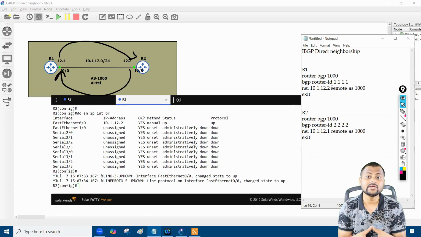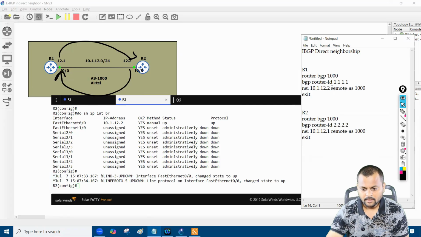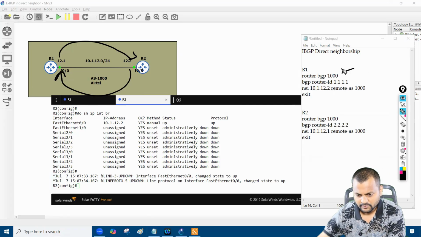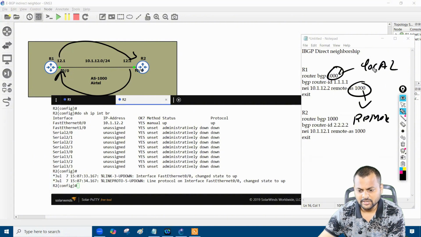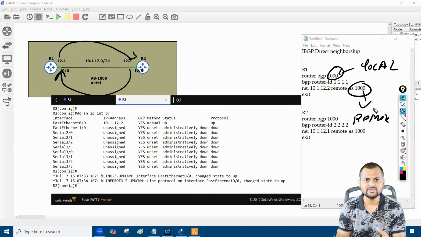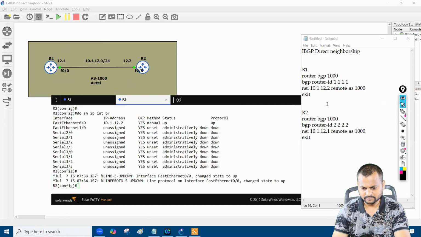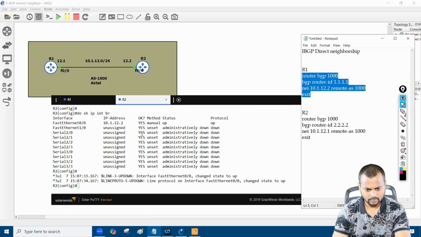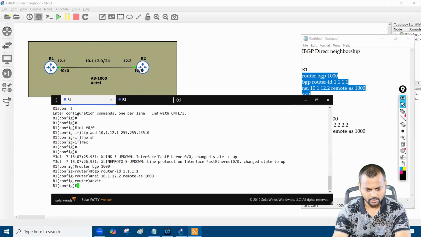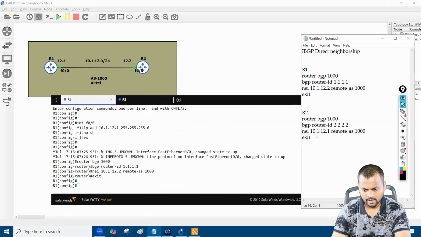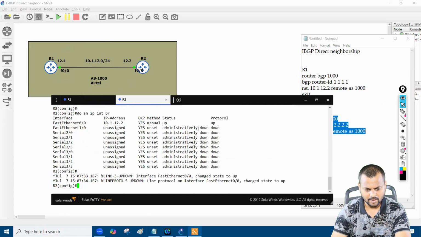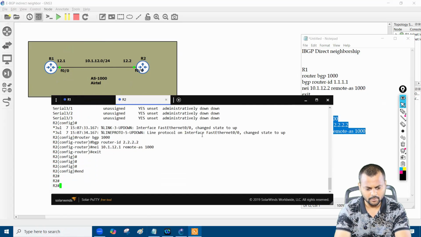Interesting part: in the IBGP protocol, the local AS number and the remote AS number are both the same, 1000 and 1000. So when you have the same local AS number and remote AS number, it's IBGP. Now when I configure this command on router number 1 and router number 2, you will get an interesting log message.